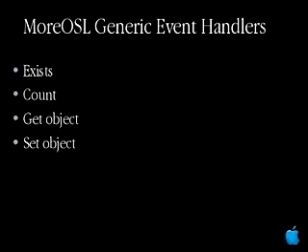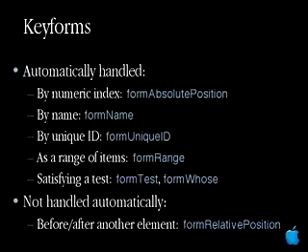In terms of event handler, more OSL does exist, count, get object, and set object for you. It implements those generically, and in most cases, you really won't need to do anything to change or override those. Most of the key forms are handled automatically, and this is good for two reasons. One is that you just don't have to implement like form range and several of the form test cases. And second is you can read the source code and see how it ought to work, if you so desire. It's really great. The only one that's not handled automatically in the current version of OSL is the form relative position, before, after an event.